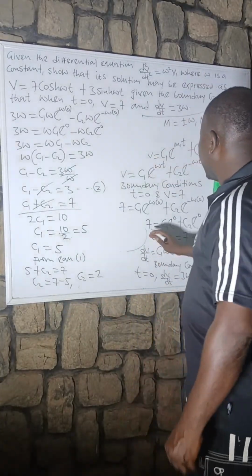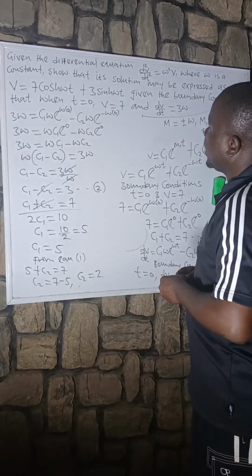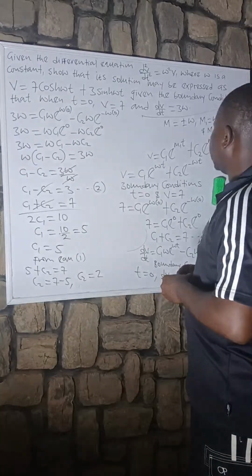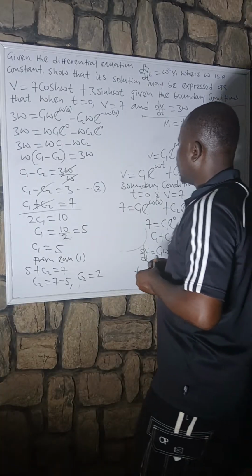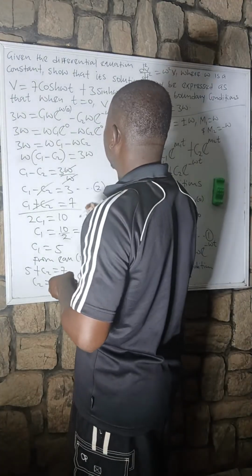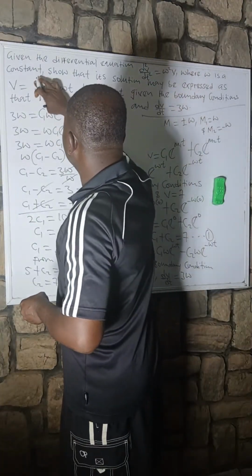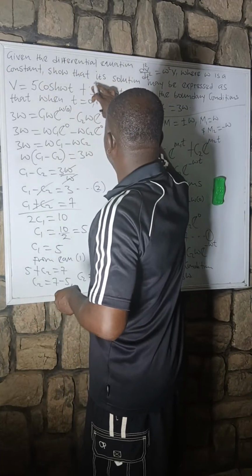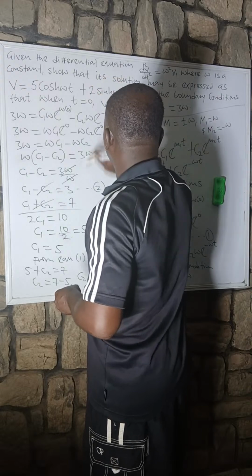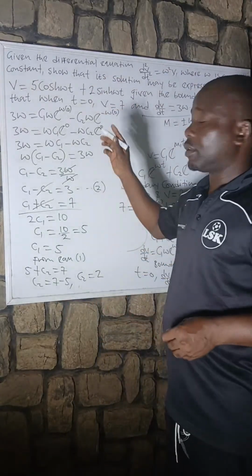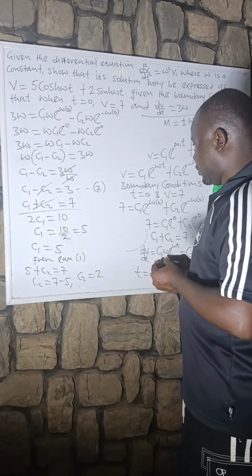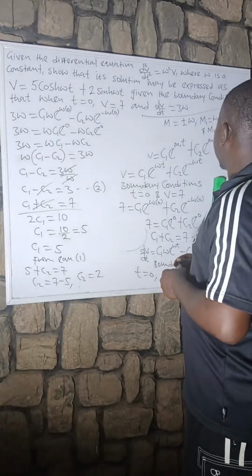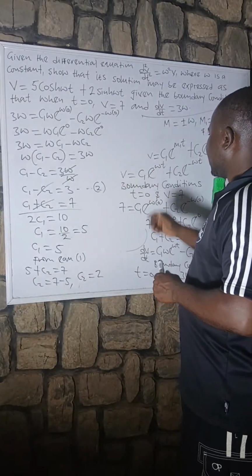So let's come back to our v. I think there is a mistake here. Here supposed to be 5, and here supposed to be 2. Yeah, please take notes. Make your corrections. Here supposed to be here. So let's come back to our general solution.